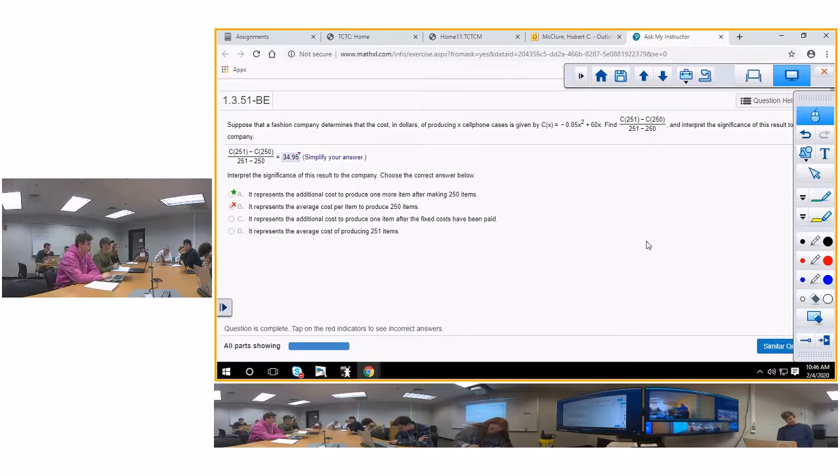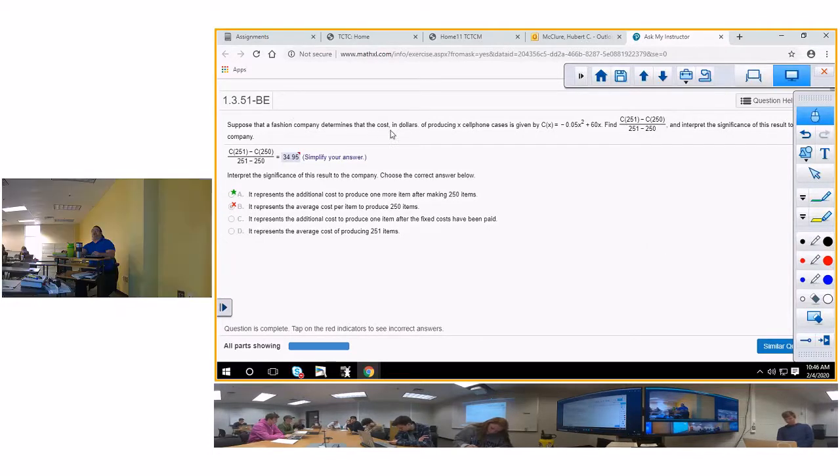Where in the heck did this come from? Suppose that a fashion company determines that the cost in dollars of producing x cell phones is given by cost of x equals blah, blah, blah. Find cost of 251 minus cost of 250. Okay, that's plug and chug.